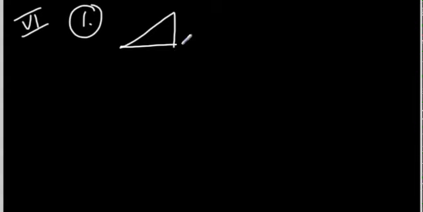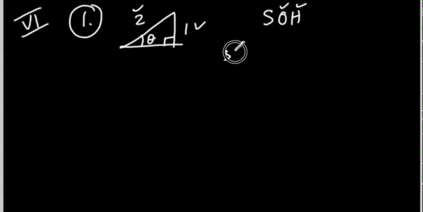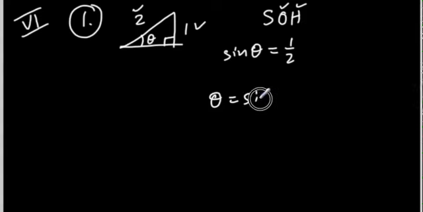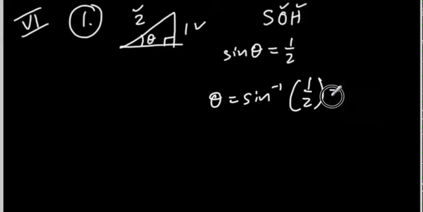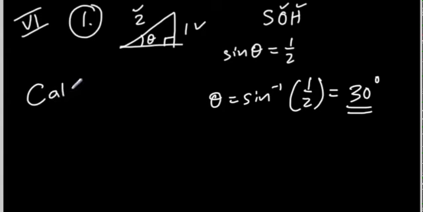Okay, section 6, our last section. Hopefully we can get through this quickly. All right, so here we go. So here's theta, here's the right angle, here's 1, 2. So across from theta, this is the opposite, and this is the hypotenuse. So we must use opposite and hypotenuse. So sine theta is equal to a half, so theta must be sine inverse of a half, which is equal to 30 degrees. Make sure that your calculator is on degree mode.